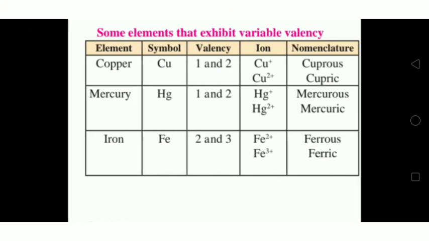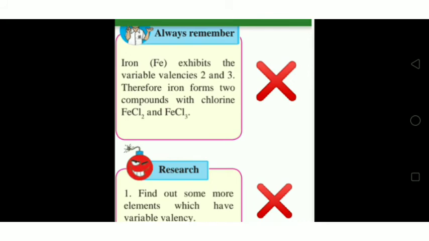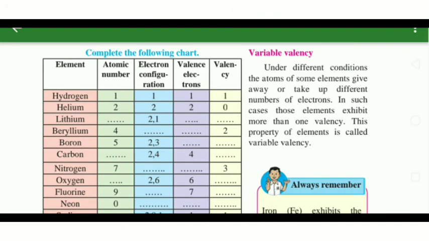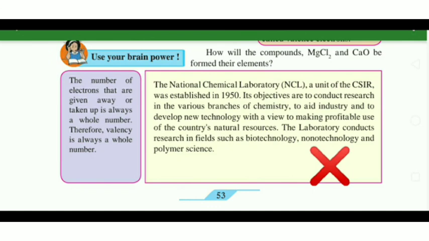So remember this, you have to note down this, and remember the deleted portion also, that you don't need to study that. Also the homework for you is that you have to complete the following chart, as the elements are given there: atomic number, electronic configuration, valence electrons and valency. Some are given there, so as we have studied, you can complete this chart. And as we have studied that the number of electrons that are given away or taken up is always a whole number, therefore valency is always a whole number.